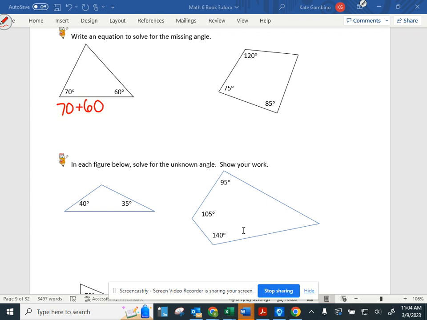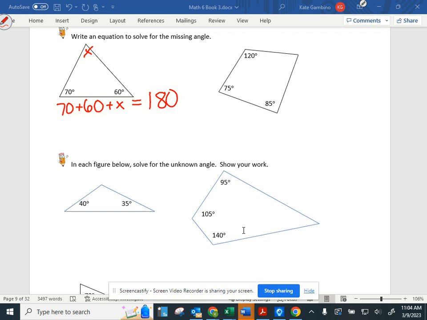So if we have 70 plus 60 plus x, and x is our unknown measurement, and that's going to equal what? 180. So we know how to solve for that x by doing our opposite operations. So we could subtract out 70 and 60 from 180, and we end up with just x.